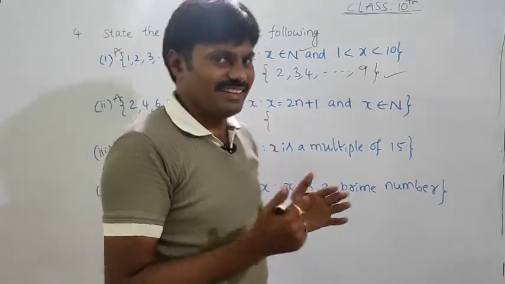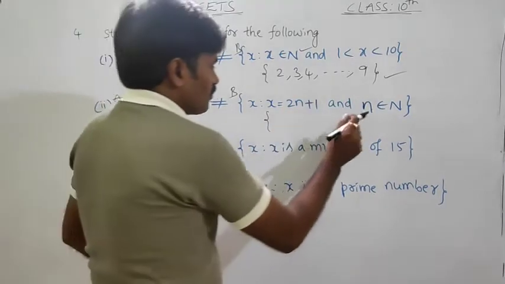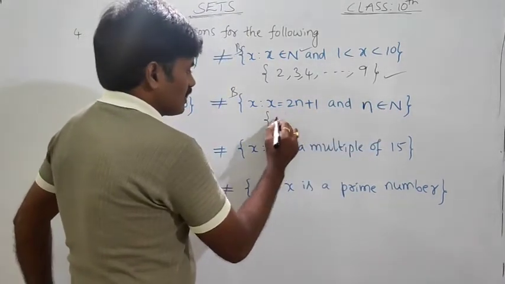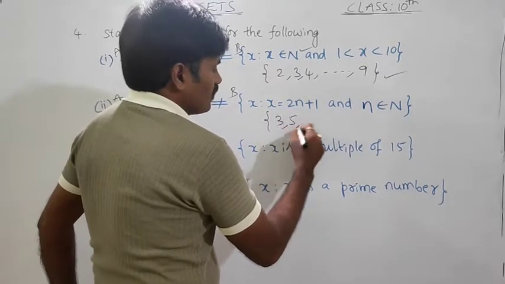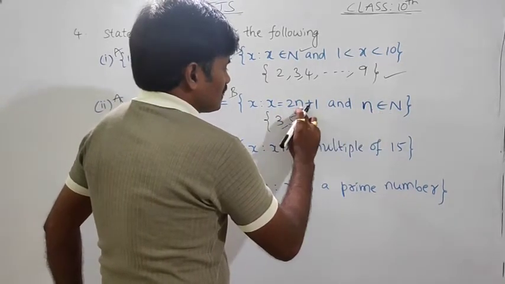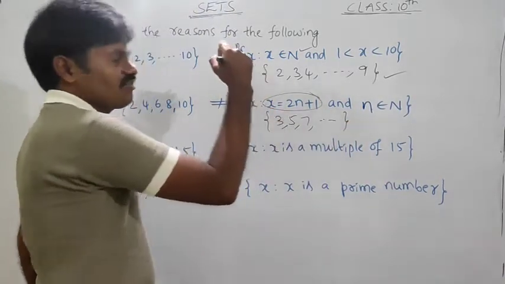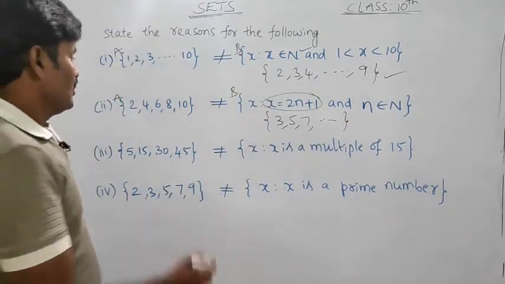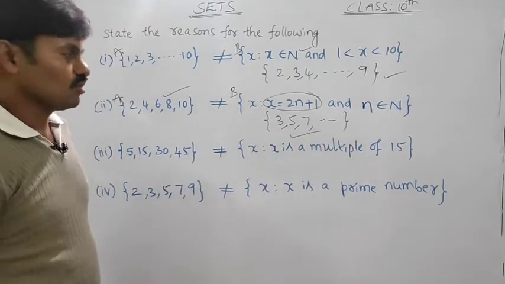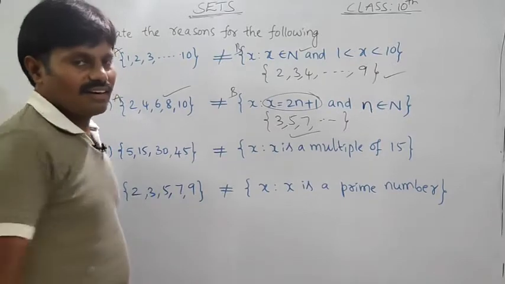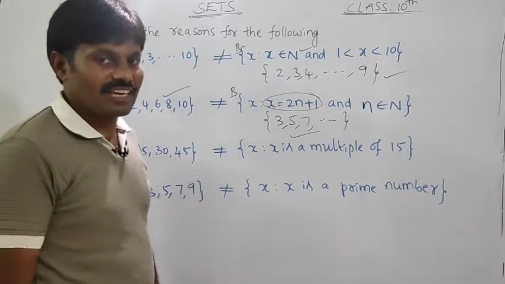Is it? So if you write the values of n belongs to N, take n value 1, then it becomes 3. If you take n value 2, 2 twos are 4 plus 1, 5. N value 3, 3 twos are 6 plus 1, 7. So these are all odd numbers. Of course, it is the general form of an odd number. These are even numbers, these are odd numbers. Is it possible? No. So here A and B are not equal. So A and B are not equal sets.